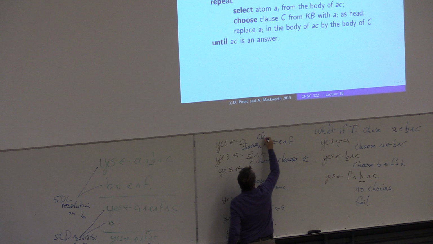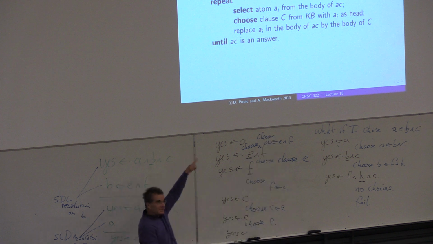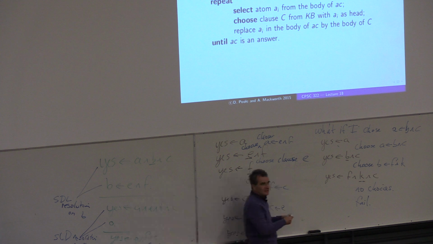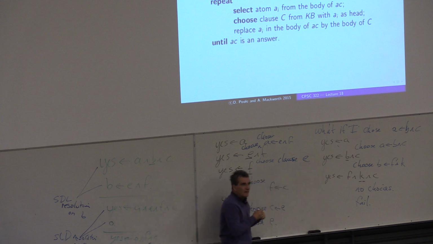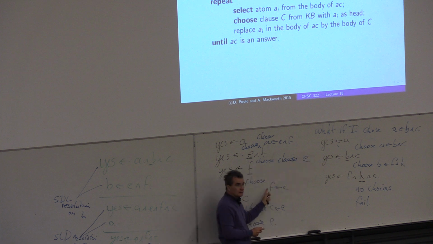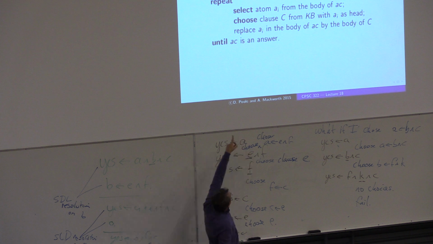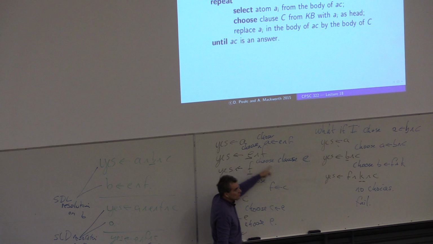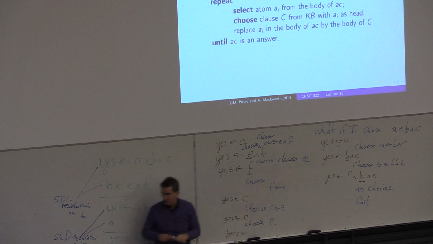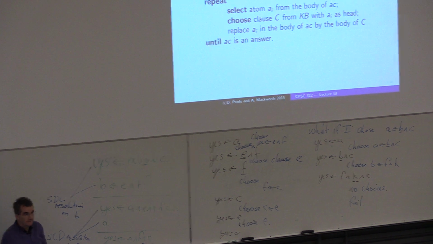I choose clauses. If you look at the thing, I say choose clauses. So this is the clause by itself, E. It's just a fact. And I replace E by the body. It has an empty body, so I'm going to get rid of it. I'm just going to put F there. But when I selected things, I selected an atom in the body. So I select an atom from the body, and I choose a clause. Okay, any questions about that so far?